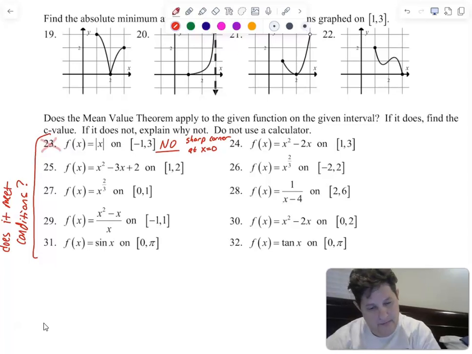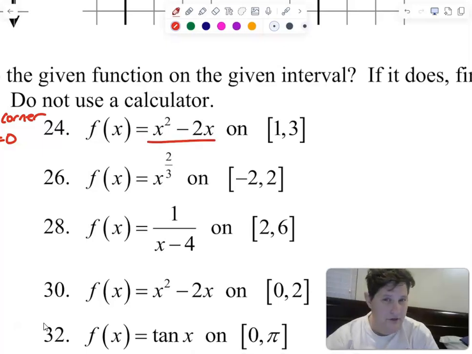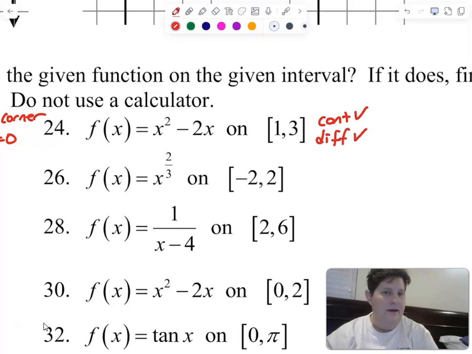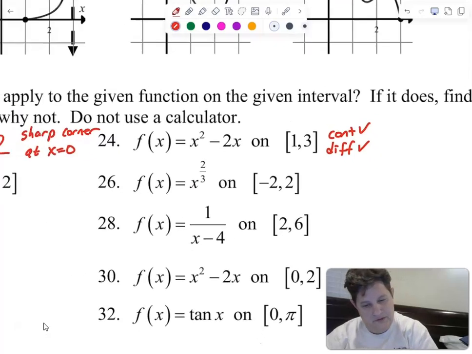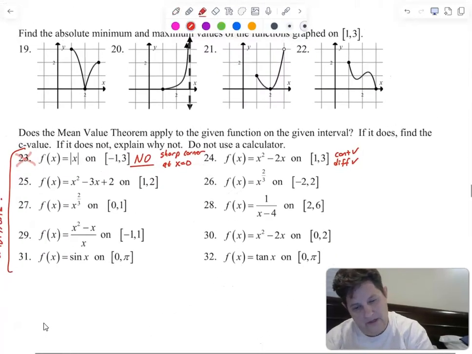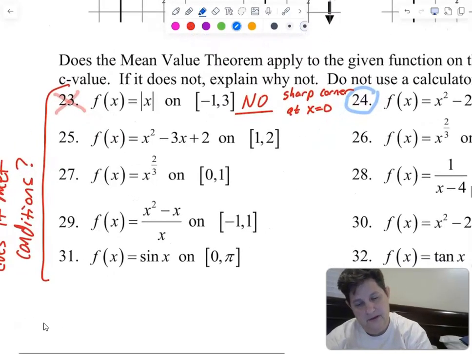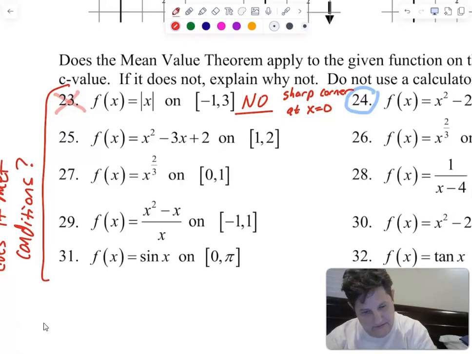All right, number 24. You guys know what this looks like? Hopefully you should. This is just a parabola. Now you are allowed to know that all polynomials are continuous and differentiable. You're just allowed to know that on anything that's a polynomial. So this one, we are definitely going to be able to do. Okay, let's keep going. 25, is it continuous and differentiable? It is. Yep, polynomial.